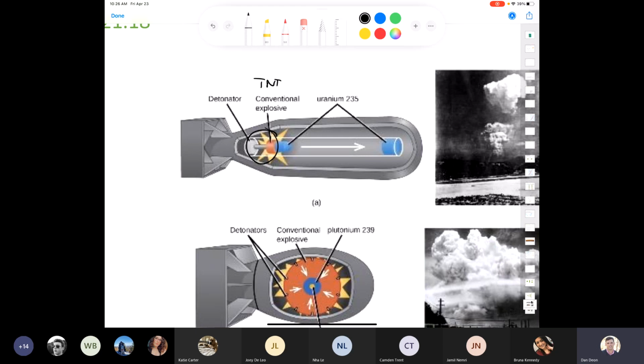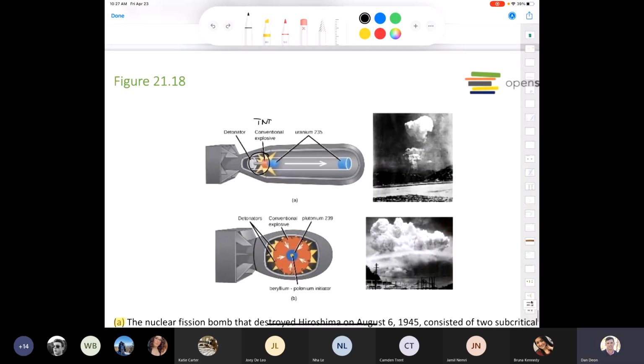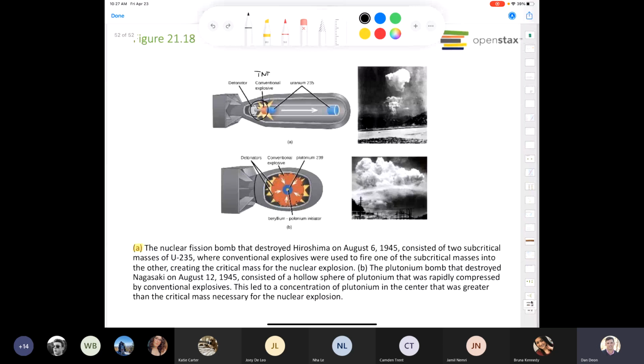What happens when the detonator goes off? It fires off the TNT and it makes this clump of uranium-235 go kapow! And it smacks into the other massive uranium-235. And now you have a critical mass. Now you've got a critical mass of uranium-235. Now you've got a pile of collisions and you're going to release a ton of energy. And that's the whole concept behind the uranium bomb, or the nuclear fission bomb, whatever you want to call it.